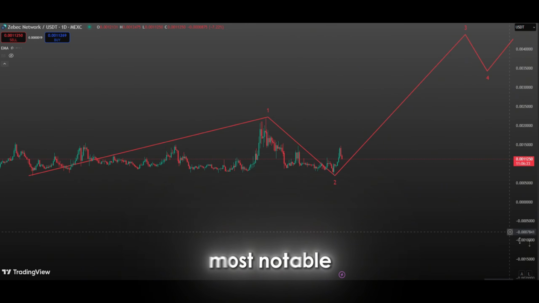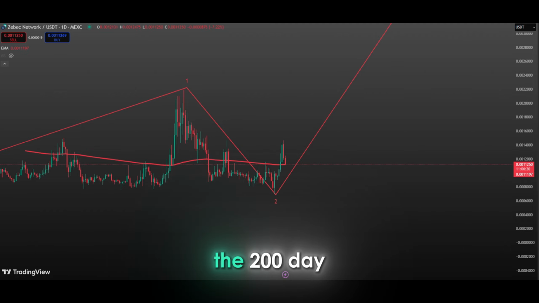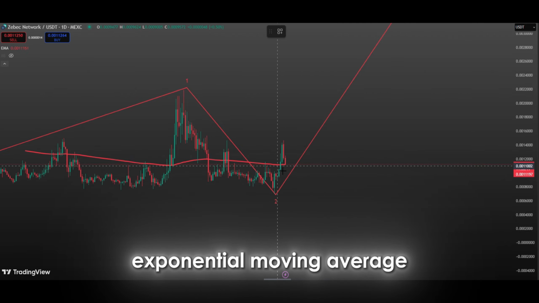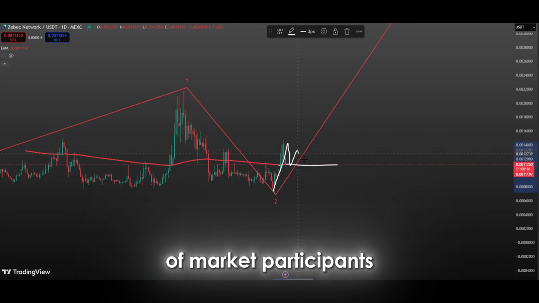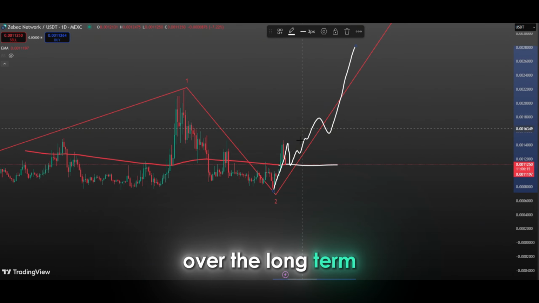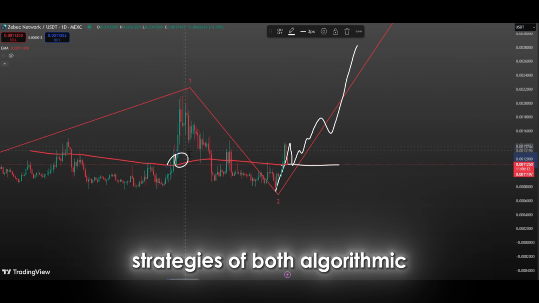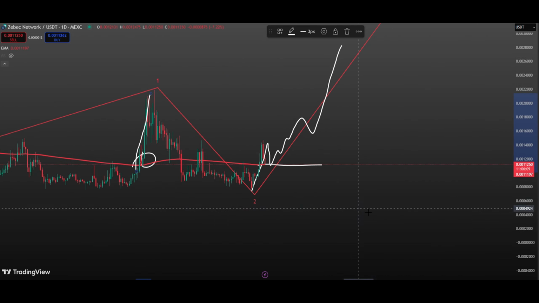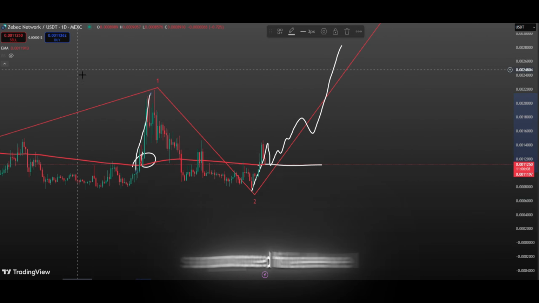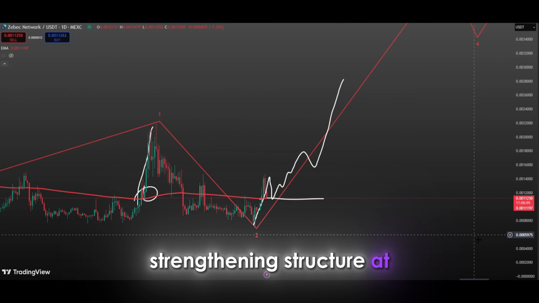One of the most notable technical developments on the chart is that the price has managed to break above the 200-day exponential moving average, which is considered critical as it reflects the general sentiment of market participants over the long term. These long-term averages are particularly important reference points in the strategies of both algorithmic trading systems and institutional investors. Therefore, the fact that the price has surpassed this level may indicate the emergence of a technically strengthening structure.